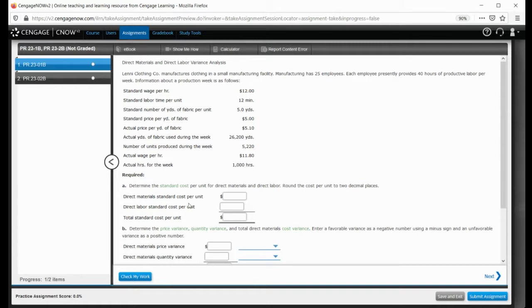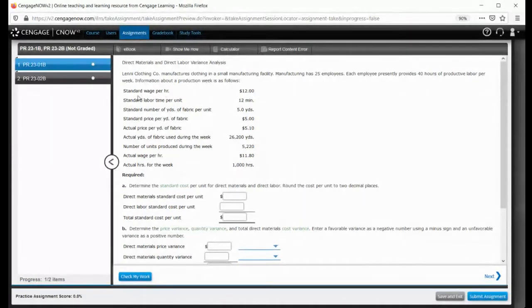First of all, you need to know a little bit about the company that the problem is having you calculate the materials and the labor variances for. This particular company is going to be a clothing manufacturer, and they're going to manufacture clothing in a small manufacturing facility. Their manufacturing company has 25 employees, and each employee presently provides 40 hours of productive labor per week. And so the problem has given you some information about what happens during a production week.